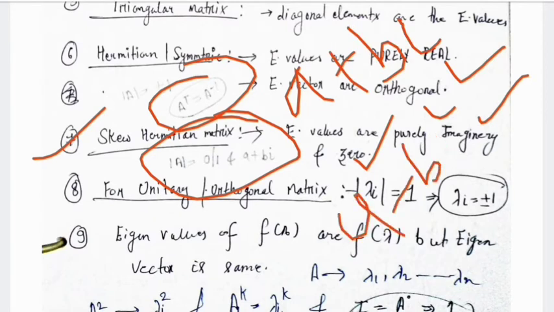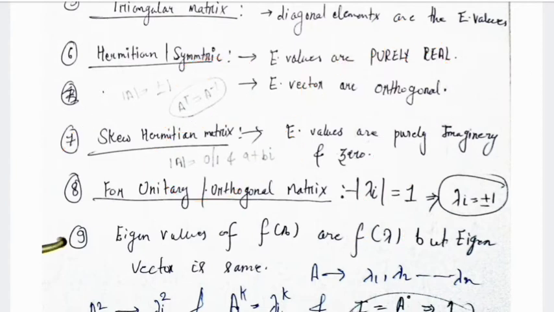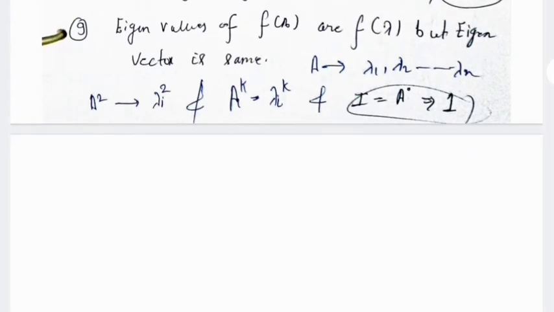Okay, now come to the next, that is the unitary and orthogonal matrix. In the case of these two matrices, the magnitude of the eigenvalue is always equal to 1. So we say that here the eigenvalue may be plus or minus 1. Now the eigenvalues of a function of A are equal to the function of lambda, but the eigenvector is the same. Yes, we already discussed this, and it is the same for all of these.